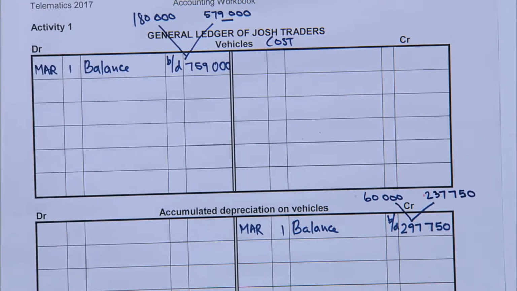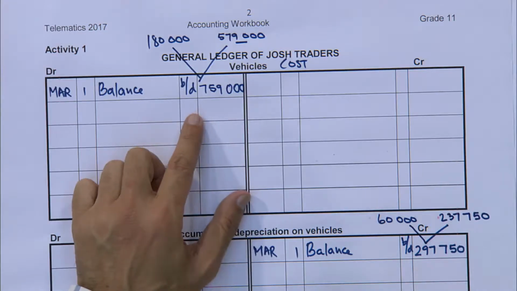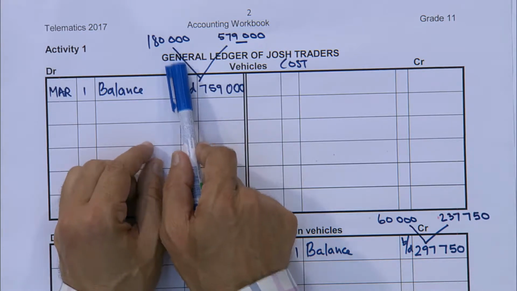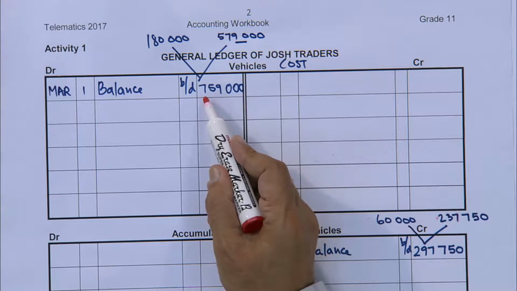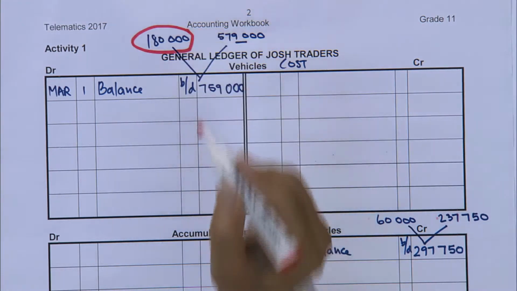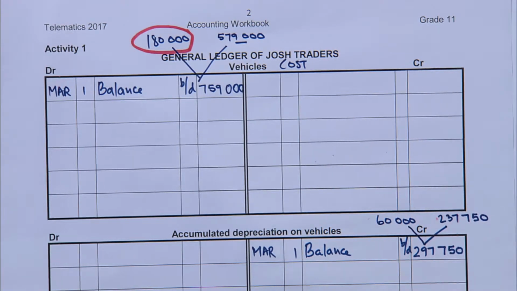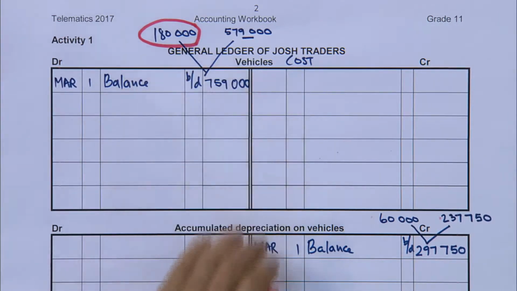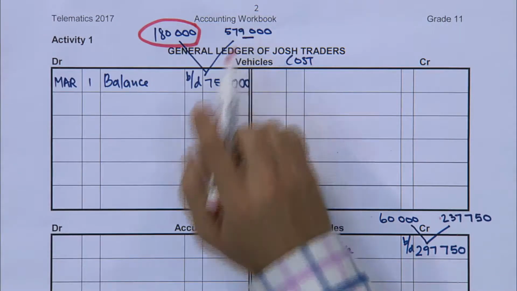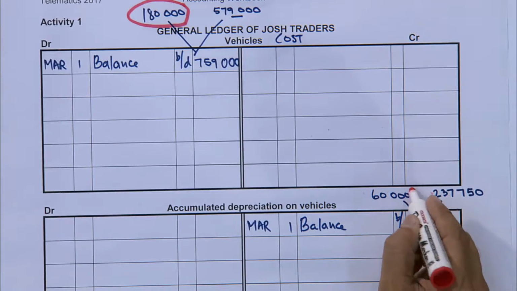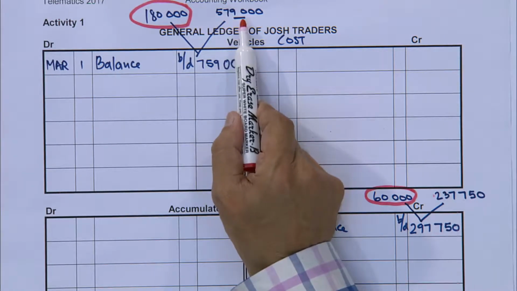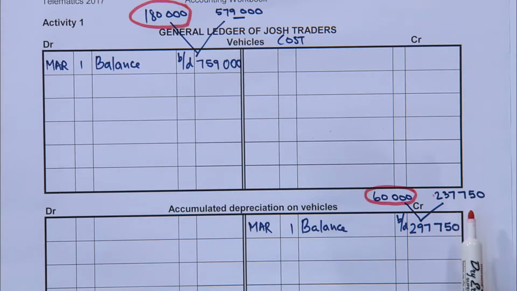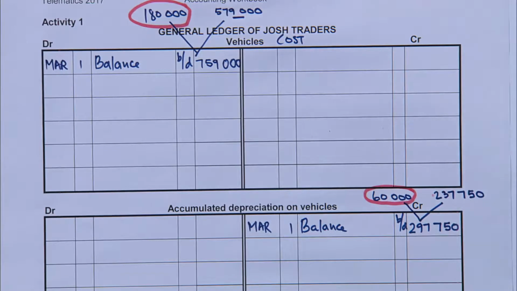Okay, so just again quickly, I take the opening balance of the vehicles and I split them into two. One with a cost price of 180 and one with a cost price of 579. But we had to calculate the 579, which was the 759 minus the 180. I'm circling the 180 because that is the one that we are going to sell, so that is the one that we're going to get rid of. So eventually now we can see that we have two vehicles, one that we're going to sell and one that will be remaining. Then in the same way, I circle the 60,000 because that 60,000 accumulated belongs to the 180,000. And whatever vehicle is left, 579,000, has accumulated of 237,750.